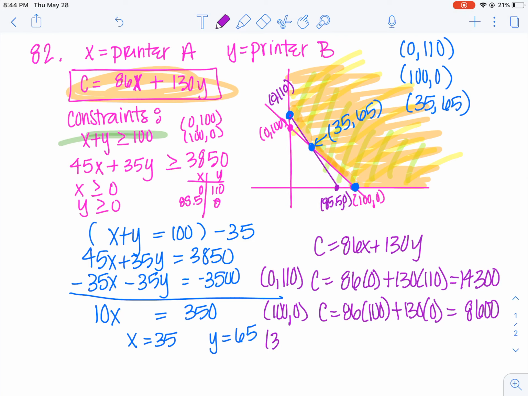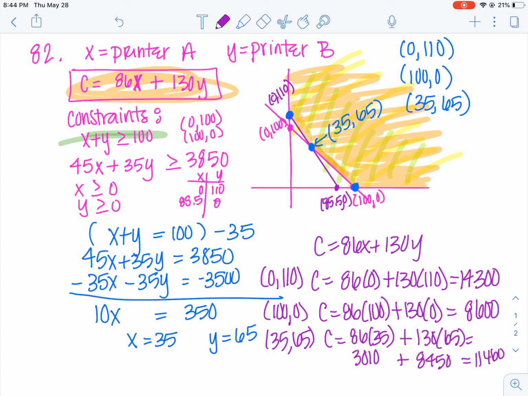And then your third point, 86 times 35 plus 130 times 65. So let's see, 86 times 35 is 3010. 130 times 65 is 8450 plus 3010, 11,460. Okay, so we were looking for the minimum.